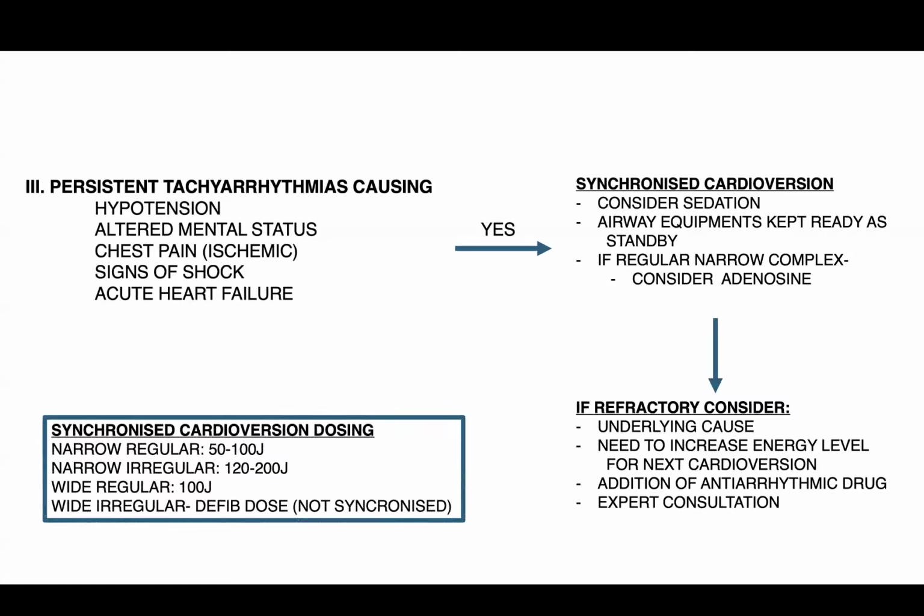So for synchronized cardioversion dosing, for a regular narrow complex, it is 50 to 100 joules. For irregular narrow, it is 120 to 200. Wide regular, it is 100. And wide irregular, it is defibrillation dose, not synchronized.